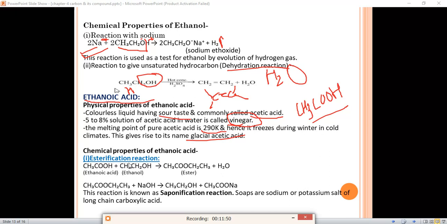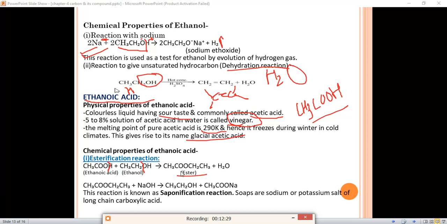First is the esterification reaction, meaning formation of ester. When an acid reacts with an alcohol, an ester is formed. For example, ethanoic acid CH3COOH will react with ethanol CH3CH2OH. The bond between this O and H will break, and the bond between this carbon and OH will break. This hydrogen will combine with OH and form H2O, and COO will combine with this carbon atom to form CH3COOCH2CH3. This is our ester.